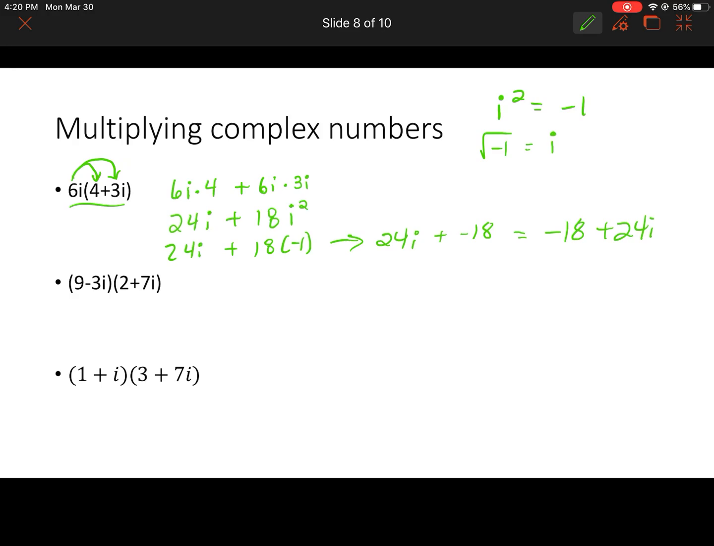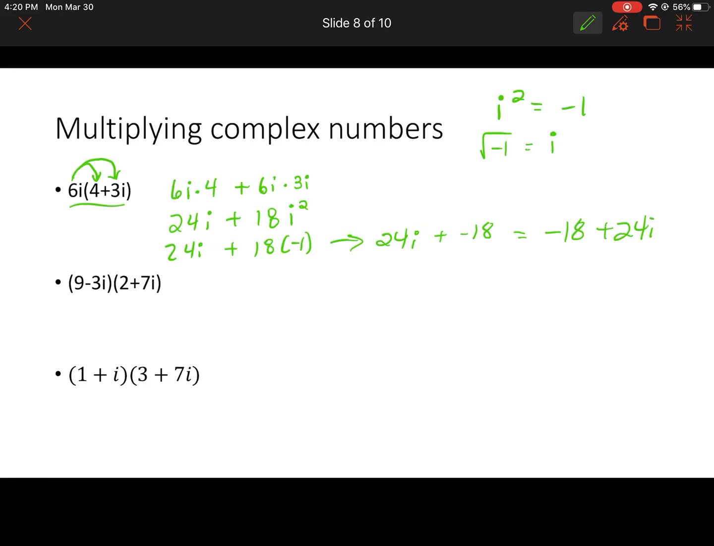Okay. But remember, make sure that they keep the same sign. If it's positive 18, then you would want to keep it as a positive 18. If it was minus 18, then you want to keep it as a negative 18. If it was minus a minus 18, then the two negatives cancel out. Okay.